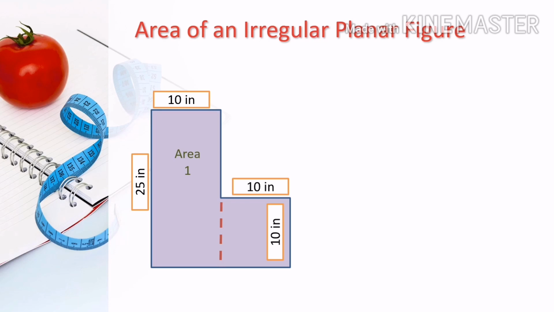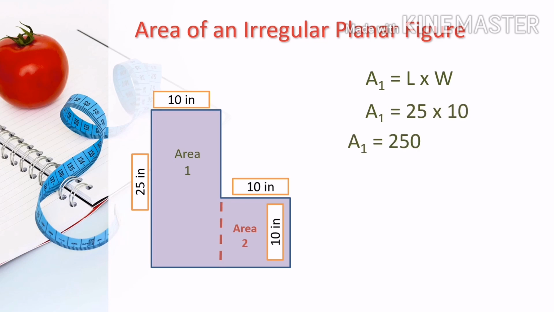So, what we need to do is to solve for the first area, that would be the area of the rectangle, and the second area, which is the area of the square. Pag nakuha na natin yun individually, we simply add up, and then we get the total area of this irregular planar figure. So, area 1, yung rectangle natin, that is length times width. Substituting, that gives us 25 times 10. And therefore, area 1 is 250 square inches.